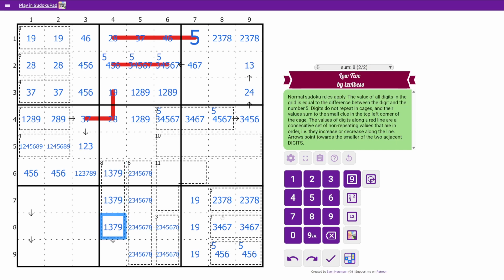So this cannot be the 1. This cannot be a 3 either, because the 2 is going to be in one of these 2. What is this going to be? It's going to just be a 4, 5, or 6. And this too, I believe. Yeah.